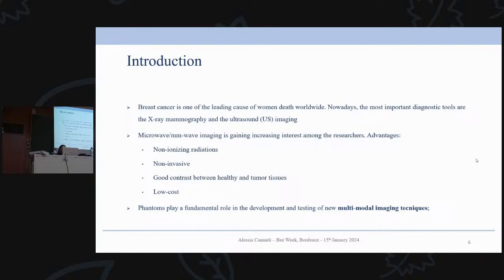Okay. So we have X-ray mammography, of course, and US echography, which both have, of course, as everything, limitations. But these limitations can be overcome by using new systems based on microwave and millimeter wave imaging, which can provide many advantages. First of all, the use of non-ionizing radiations. So we are working in this case at lower frequencies than the X-rays. As you know, I think you know, the X-rays are ionizing, so they may cause damage to the tissue.